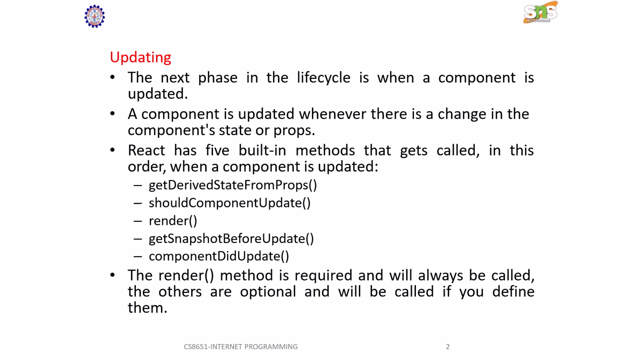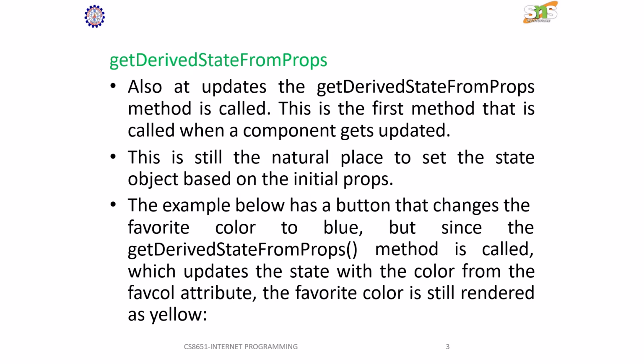When a component is updated: getDerivedStateFromProps, shouldComponentUpdate, render, getSnapshotBeforeUpdate, componentDidUpdate. So these are the 5 built-in methods that get called in this order when a component is updated. The render method is required and will always be called; the others are optional and will be called if you define them. First one is getDerivedStateFromProps.